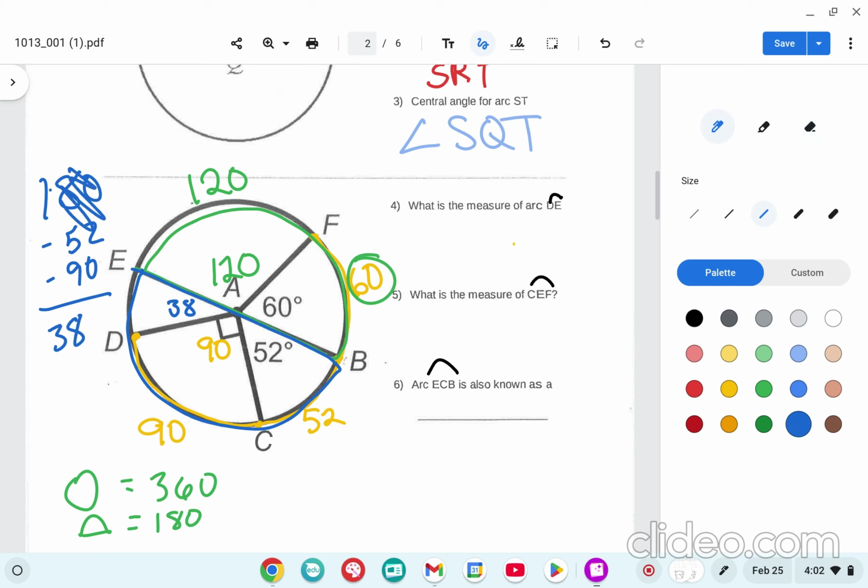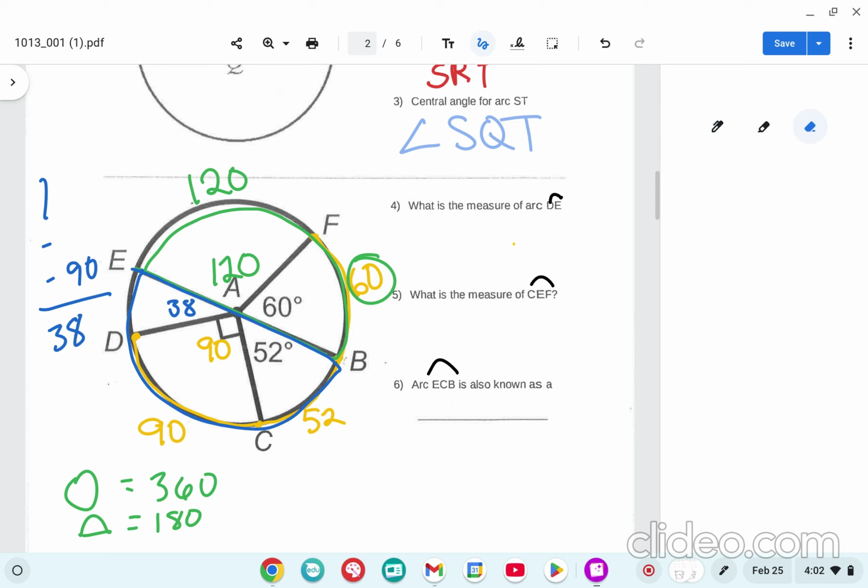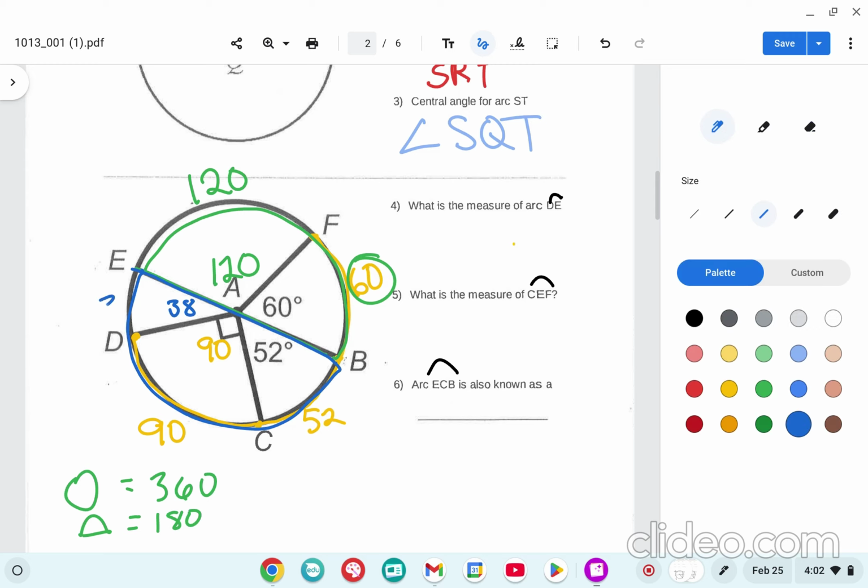Let me just erase this. There we go. And so that 38 is also going to be 38 outside. So now we kind of know everything, and the rest of this is just filling in the answers to the questions. So the first, or number 4 rather, says, what is the measure of arc DE? Well, we just found that. Arc DE is 38 degrees.